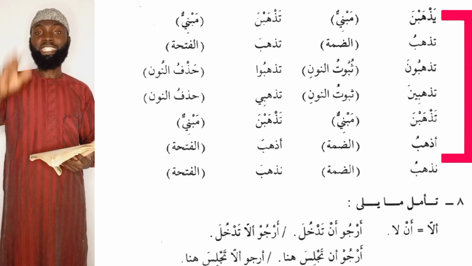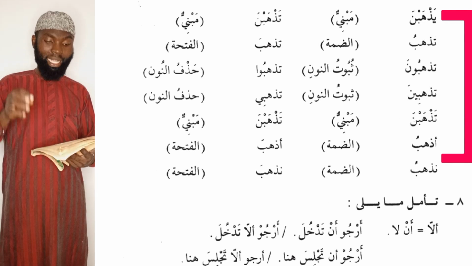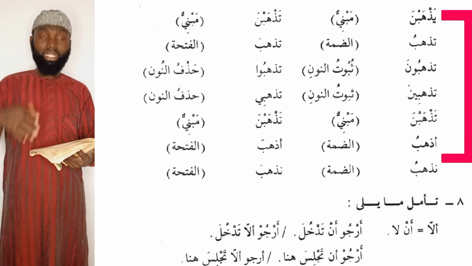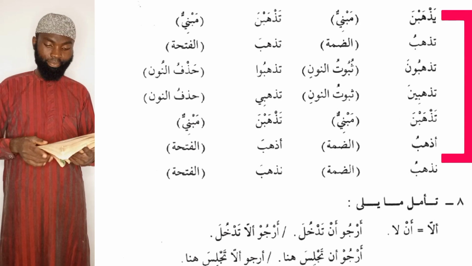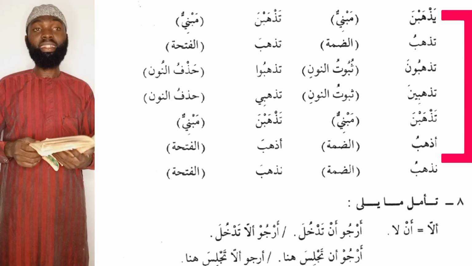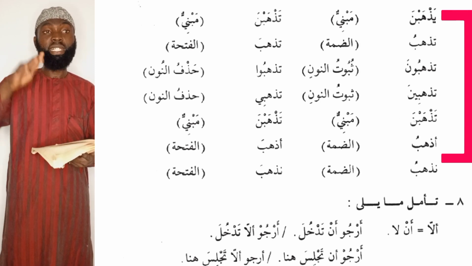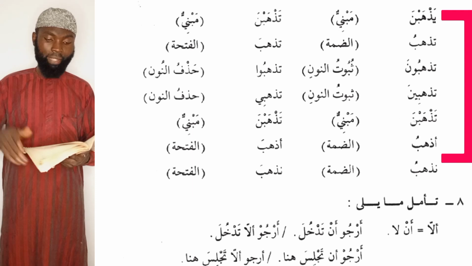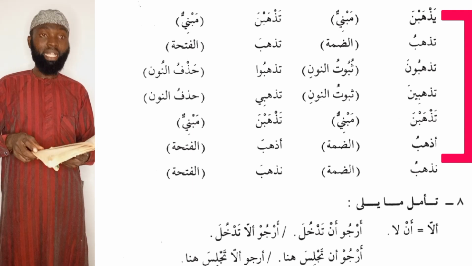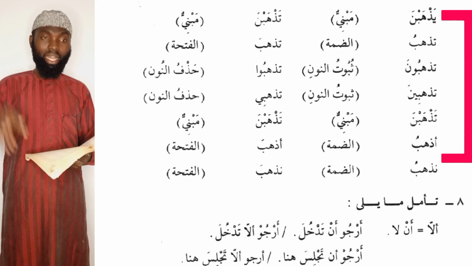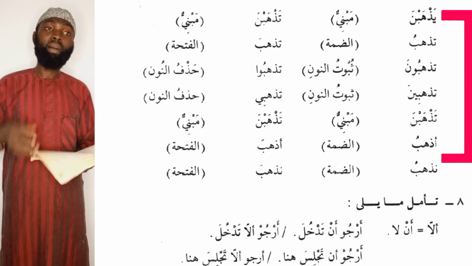This one we say mabni because it is built. There's no changes. Tadhabu, it is dhamma. Tadhabuna, the sign is thubutun nun, the presence of nun. Tadhabina, thubutun nun. Tadhabna, it is mabni, it is built, no changing. Adhabu, it is dhamma. Then nadhabu, it is dhamma. Then tadhabna, when it is mabni, when it is coming under the subjunctive case carrying fatha. Tadhaba, fatha. Tadhabu, removal of nun. Tadhabi, removal of nun. Tadhabna, mabni. Then adhabu, fatha, adhaba, fatha, nadhaba, fatha.